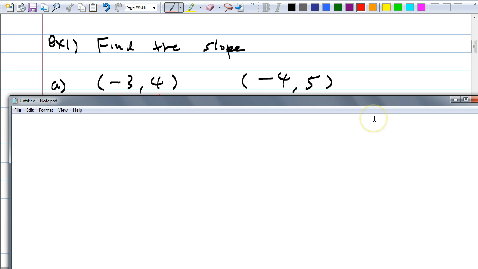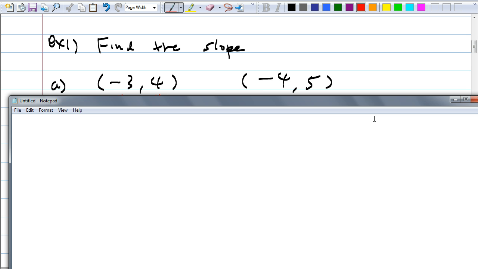I'll wait. All right, so let's look at example 1. I give you 2 points. Can you guys find the slope of these 2 points? Yeah, we just showed you the formula. Every time you do this, I always tell you to label these. What do you think I mean by label these points?